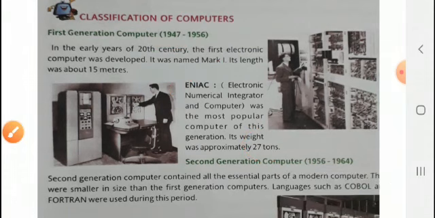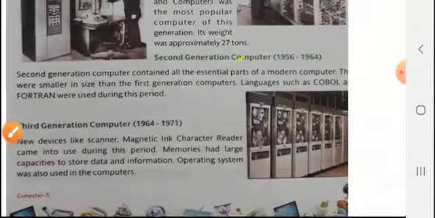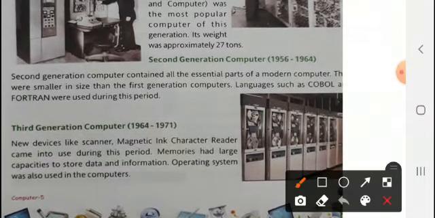Then if you see the third generation computer, from 1964 to 71, new devices like the scanner and magnetic ink character reader came into use during this period, and memories had large capacities to store data and information. Operating system was also used in the computer. The third generation computer was better than the second one. Okay, as we go to the next generation, it was better.